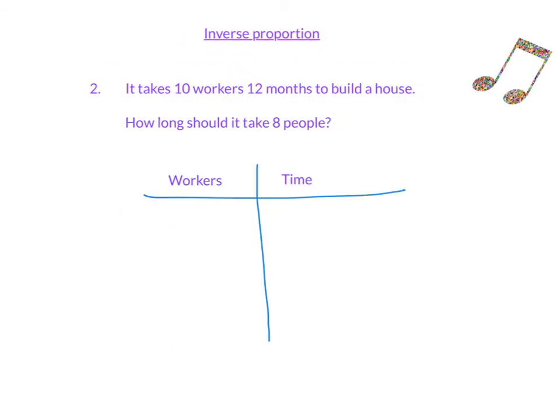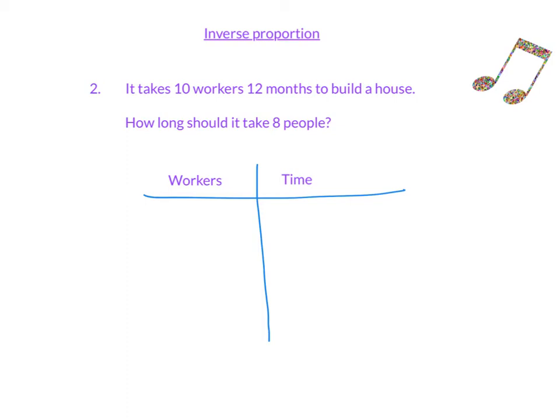Okay, we've got a second example which is similar. It takes 10 workers 12 months to build a house. How long should it take for 8 people? Now obviously when we're doing this type of calculation we are making some assumptions. In this case we're assuming that every person does the same amount of work. We know that's not really true, but it's an estimate and we're assuming these conditions at the moment.